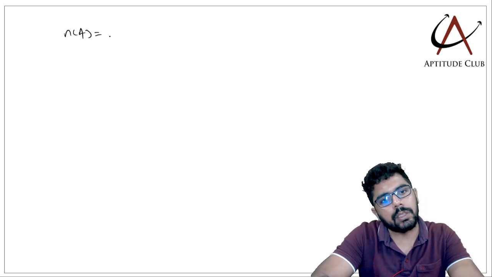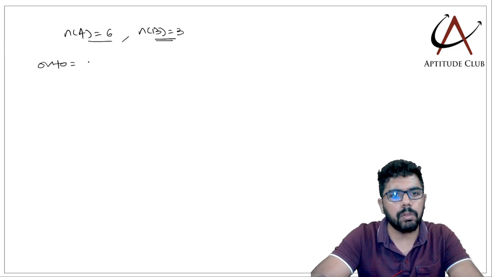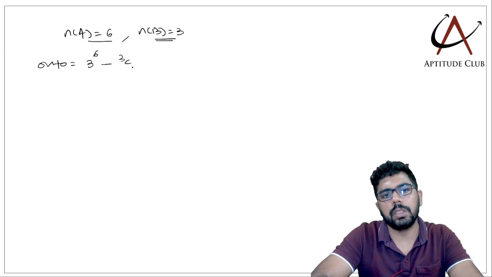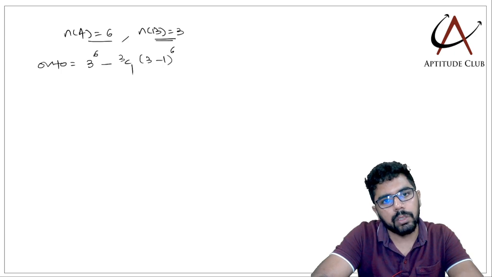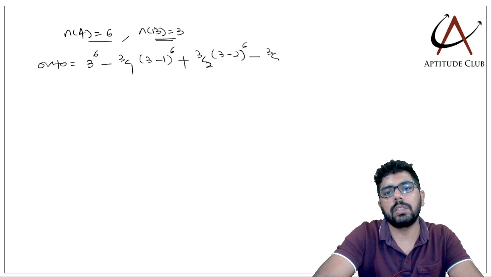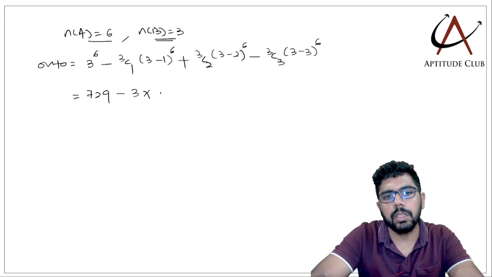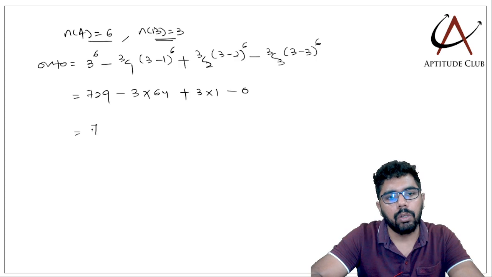If n of A is 6 and n of B is 3, then for total onto functions, the principle of inclusion and exclusion will be used. The total number of onto functions is 3 to the power 6 minus 3C1 times (3 minus 1) to the power 6, plus 3C2 times (3 minus 2) to the power 6, minus 3C3 times (3 minus 3) to the power 6. This is how we calculate the number of onto functions. So 3 to the power 6 is 729, 3C1 is 3, 2 to the power 6 is 64, 3C2 is 3 into 1, minus 0. So I get 729 minus 3 into 64 is 192, plus 3, which gives 540.